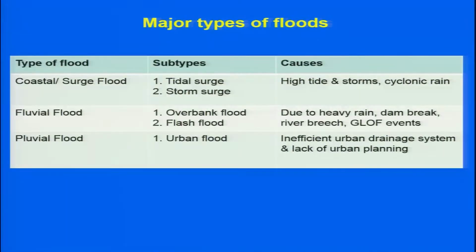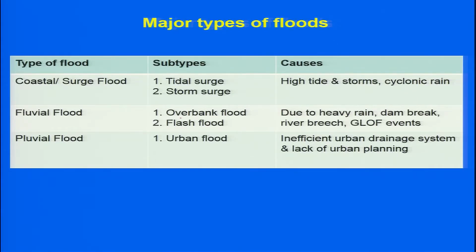Now, major flood types. Floods are not only going to affect the regions close to the channel, but also the coastal areas. So we can say tidal storms, even tsunamis, can be categorized as floods. But in the coastal regions, mostly what we experience are tidal surges and storm surges, which cause high tides, stormy conditions, and cyclonic rain.